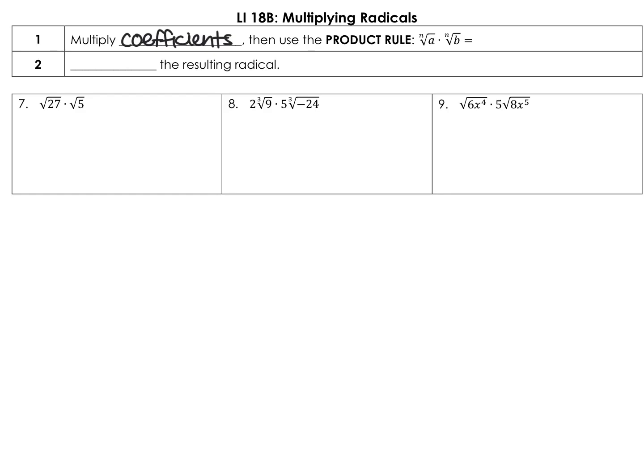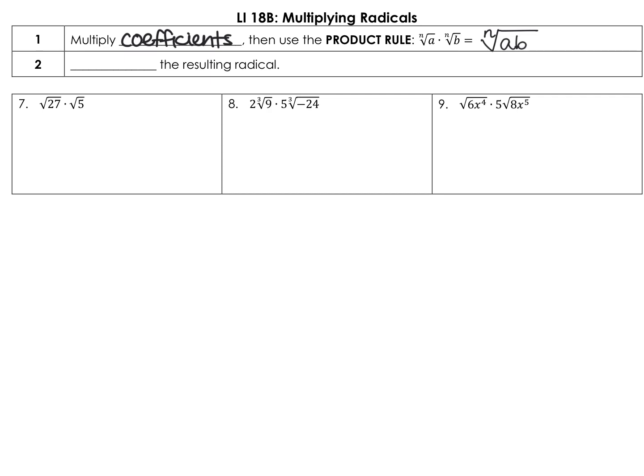Please multiply your coefficients and use the product rule to also multiply the inside. So if I have the nth root of a times the nth root of b, it would become the nth root of a times b. You just multiply outside to outside, inside to inside. That's basically what I'm telling you to do, okay?